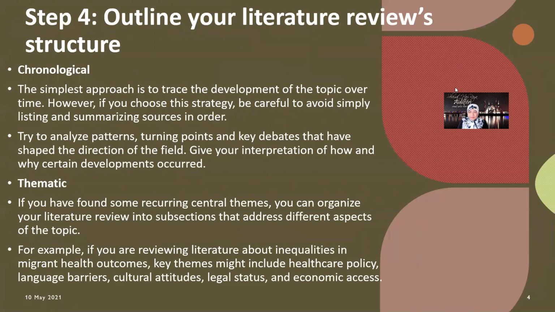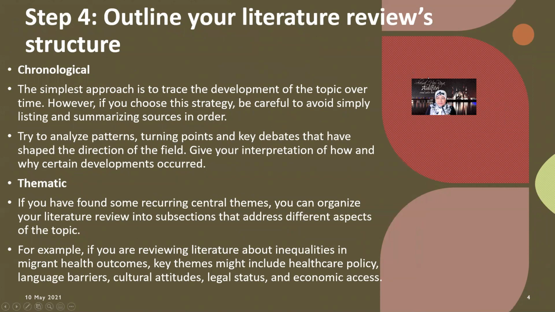So step 4, outline your literature review structure. Chronological. The simplest approach is to trace the development of the topic over time. However, if you choose this strategy, be careful to avoid simply listing and summarizing sources in order. So that's the reason I mentioned to you, support your review with a diagram, because with this diagram, you can see the flow of your literature.